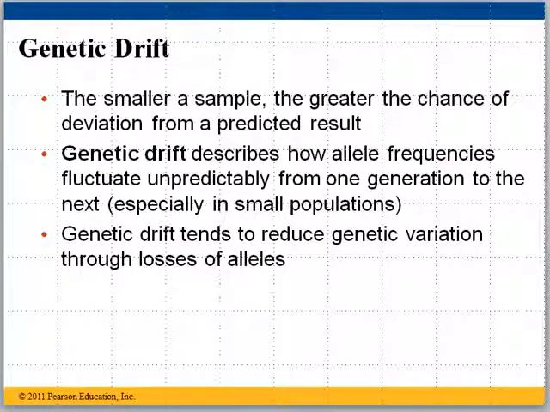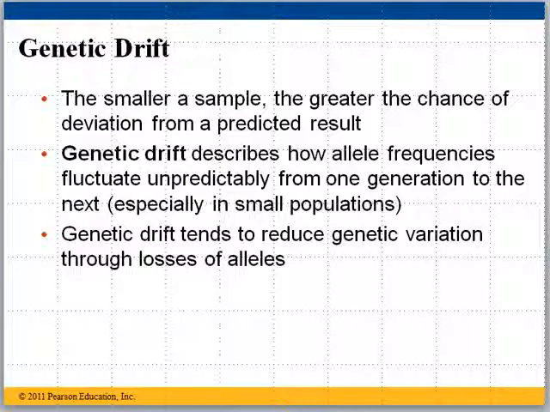I think we already mentioned how natural selection is not a random part of evolution, but here genetic drift is a more random variation of allele frequency change. Genetic drift really affects smaller populations. The smaller the sample size, the greater the chance of a deviation from a predicted result.